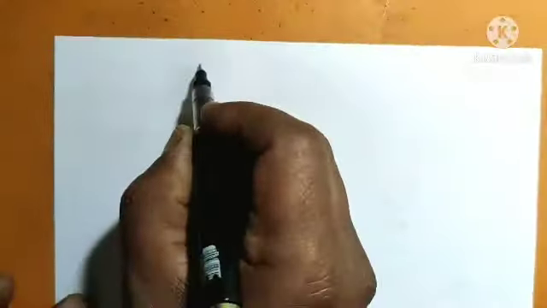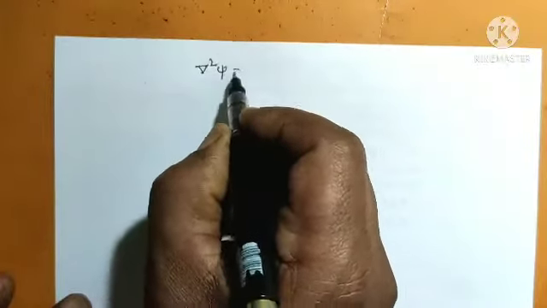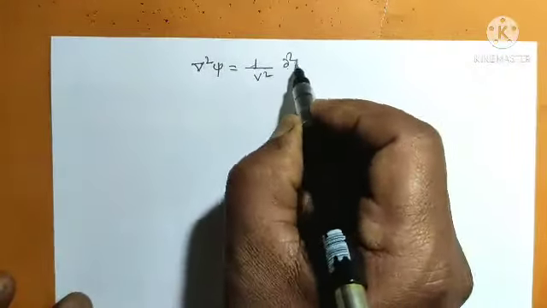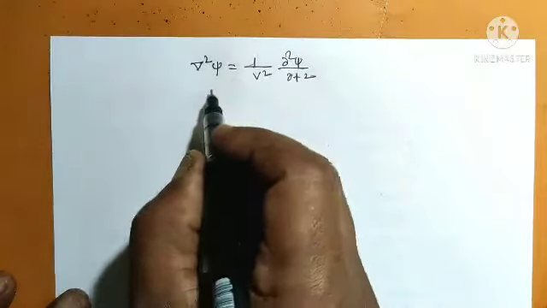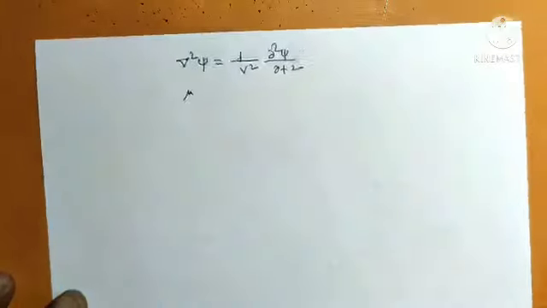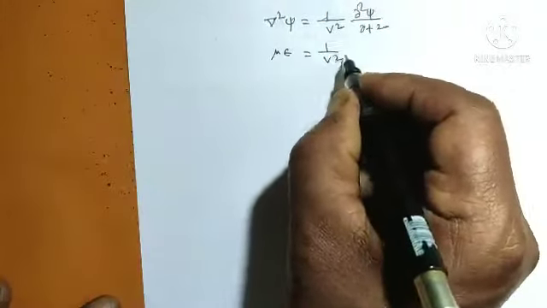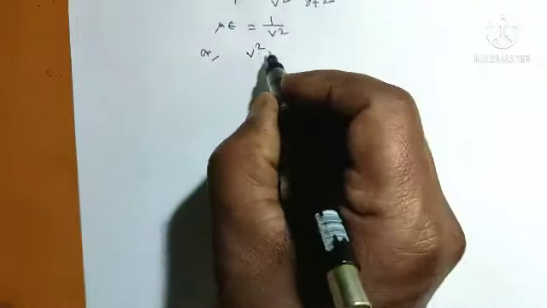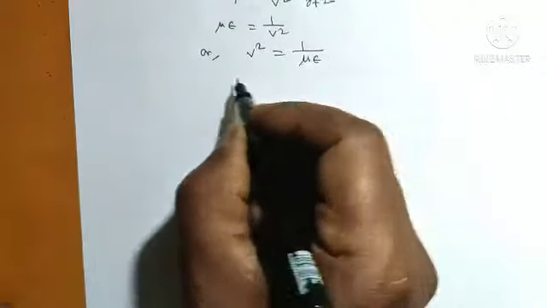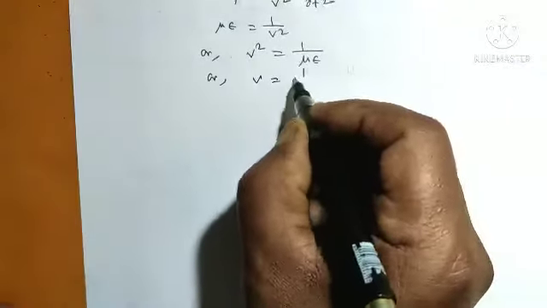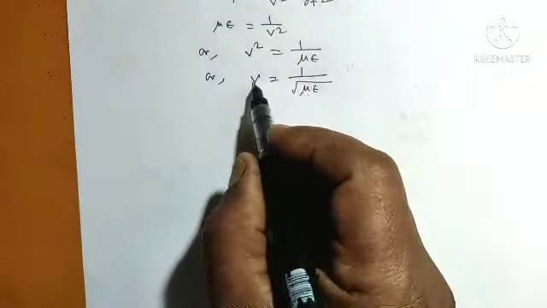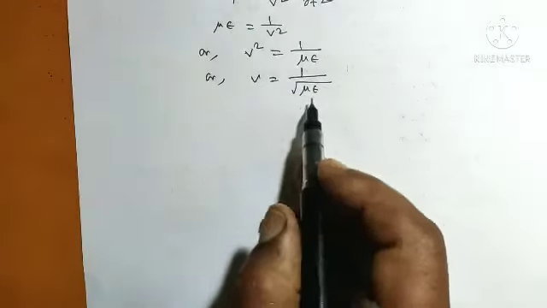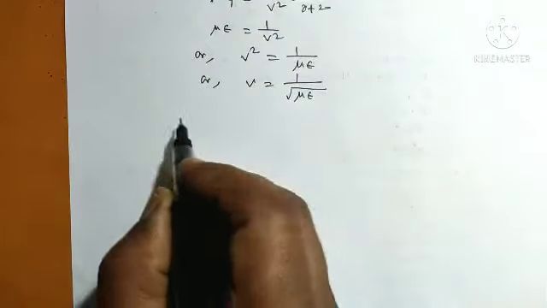Classical wave equation, that means del square psi is equal to 1 by v square del square psi by del t square. So now each equation can be compared. By comparison, mu epsilon is equal to 1 by v square, or v square equal to 1 by mu epsilon, or v equal to 1 by square root of mu epsilon. So this is the expression for the velocity of the electromagnetic wave in a linear, homogeneous and isotropic medium.